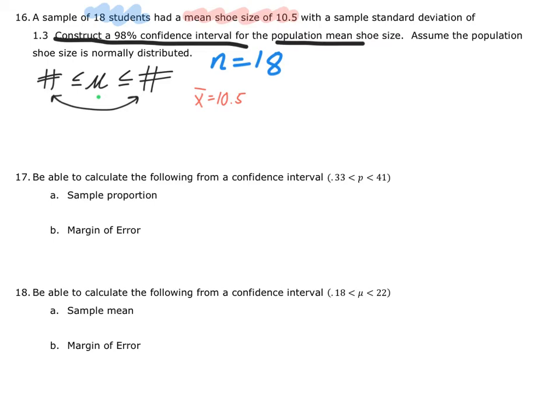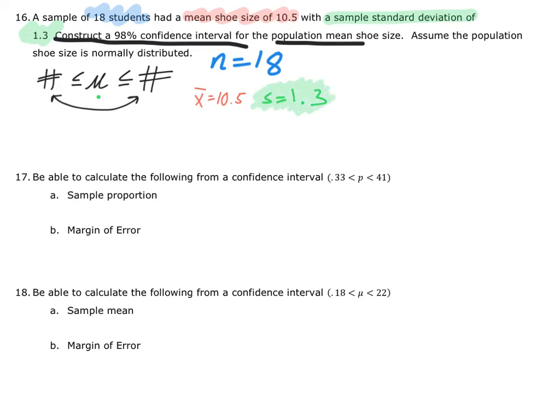Now, the next thing that's really, really important is it talks about a sample standard deviation of 1.3. That's not talking about a population standard deviation. It's talking about the sample standard deviation. So we've got to make sure our notation is correct, because if you put the wrong notation here, it's going to set you up incorrectly. So my s is equal to, I'm sorry, 1.3. So that's very, very important, because that right there tells you what type of statistical test we are going to run for our calculator.